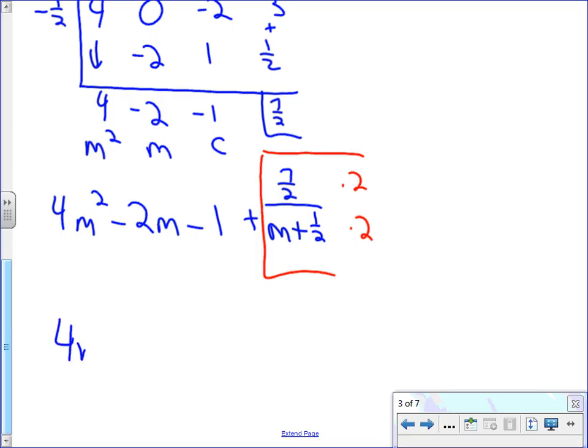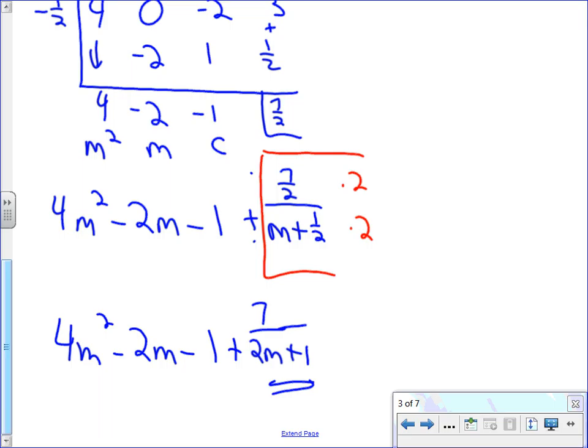This is going to stay 4m squared minus 2m minus 1. But then I'm going to multiply the top and the bottom of that messy fraction by 2. When you multiply 7/2 by 2, you get 7. And when you multiply m by 2, you get 2m. When you multiply 1/2 by 2, you get 1. This should look like the original problem right there.